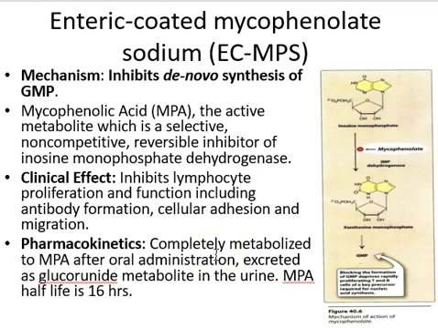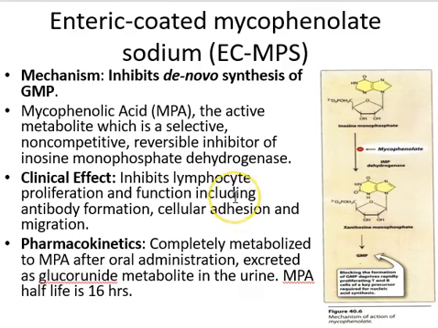Other immunosuppressive agents include ECMPS, or enteric-coated mycophenolate sodium. Basically, all this drug does is inhibit the de novo synthesis of GMP. This comes from a fungal metabolite called mycophenolic acid. It is a selective, non-competitive, reversible inhibitor of a specific enzyme called inosine monophosphate dehydrogenase. Again, that's probably even more chemistry than what you need to know.